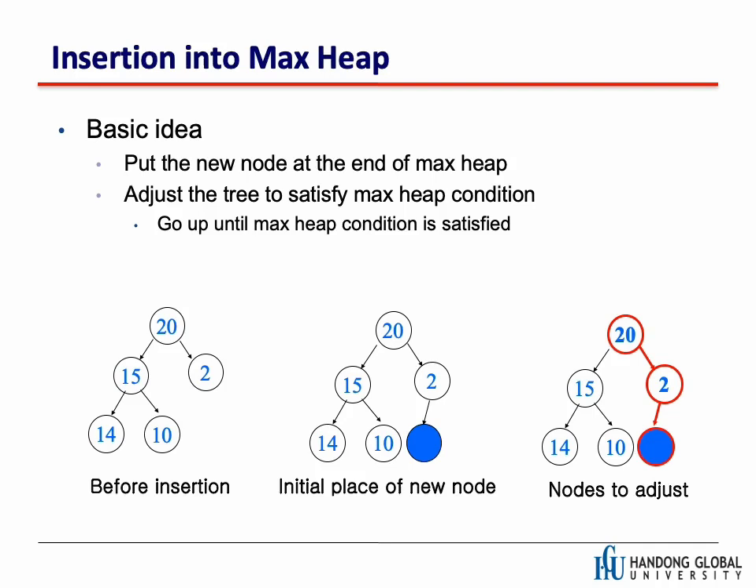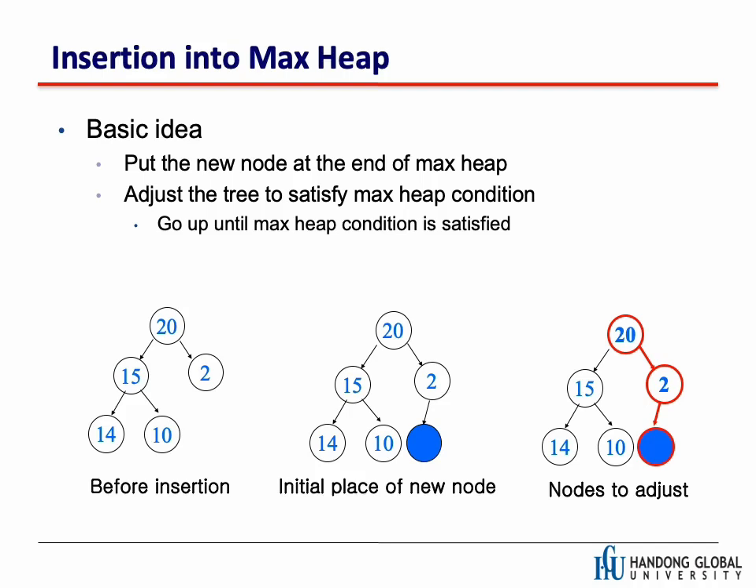Now let's talk about insertion into max heap. Basically, we are not going to talk about min heap. Once you understand how max heap works, then the min heap is kind of straightforward. Let's assume that we have a max heap, and then we want to add a new node. Here is a simple, basic idea. First, put the new node at the end of the max heap, and then adjust the tree to satisfy max heap conditions.